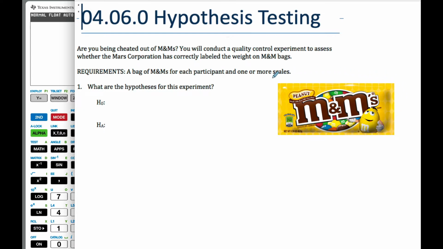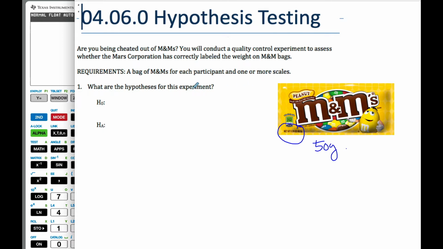I did this in class a number of years ago, and so we are going to determine whether we are being cheated out of M&Ms by the M&M company. You will conduct a quality control experiment to assess whether the Mars Corporation, who makes M&Ms, has correctly labeled the weight on the M&M bags. The weight on the bags, if you look down here really carefully with a magnifying glass, is 50 grams. The requirements: everyone needs an M&M bag and scales to weigh it.